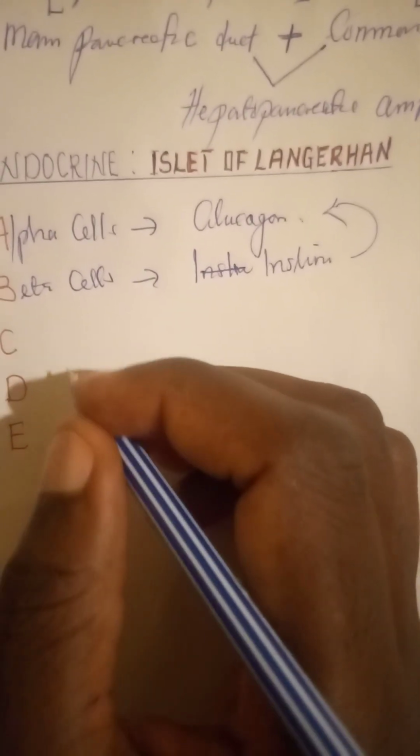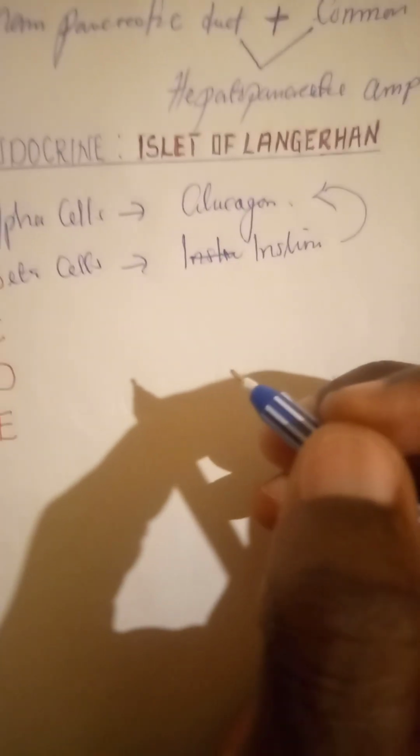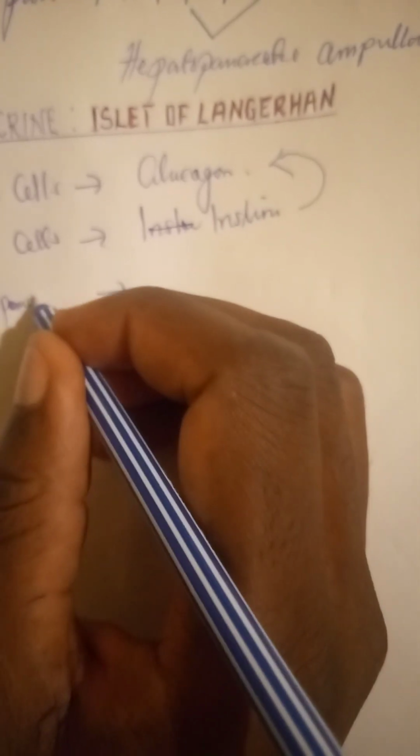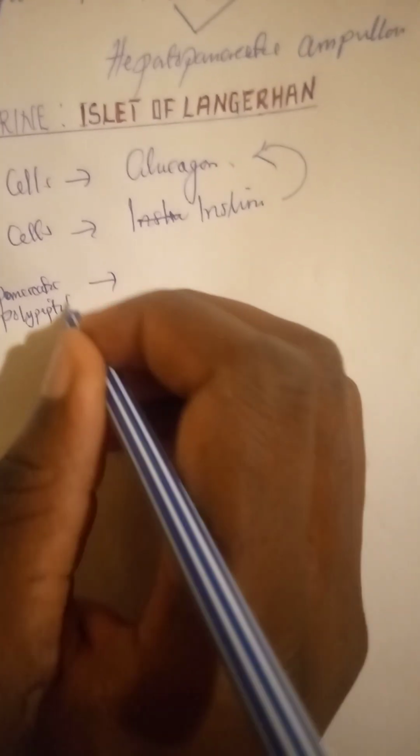And then we have the other cells, which are the cells of pancreatic polypeptide, PP cells in short. So what do these PP cells do? The PP cells, cells of pancreatic polypeptide, basically inhibit the production of pancreatic enzymes and alkaline secretion.